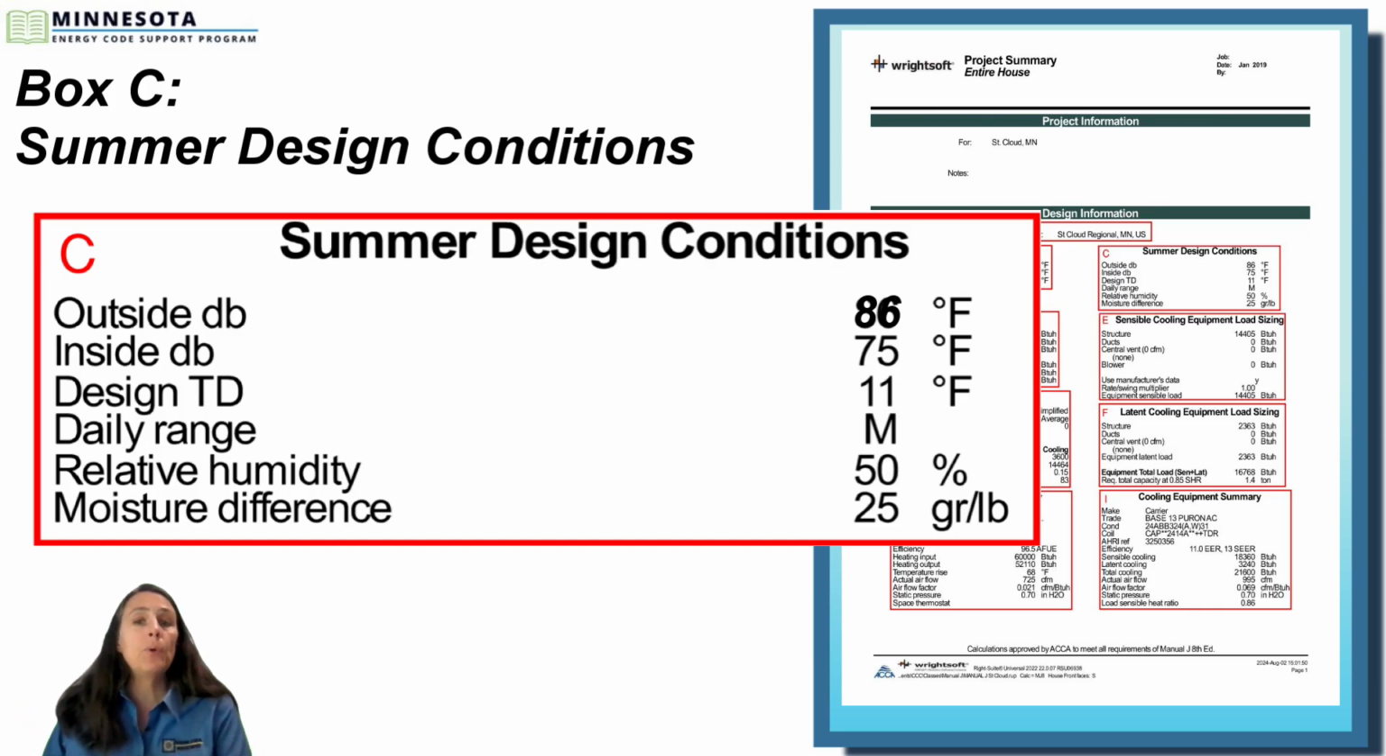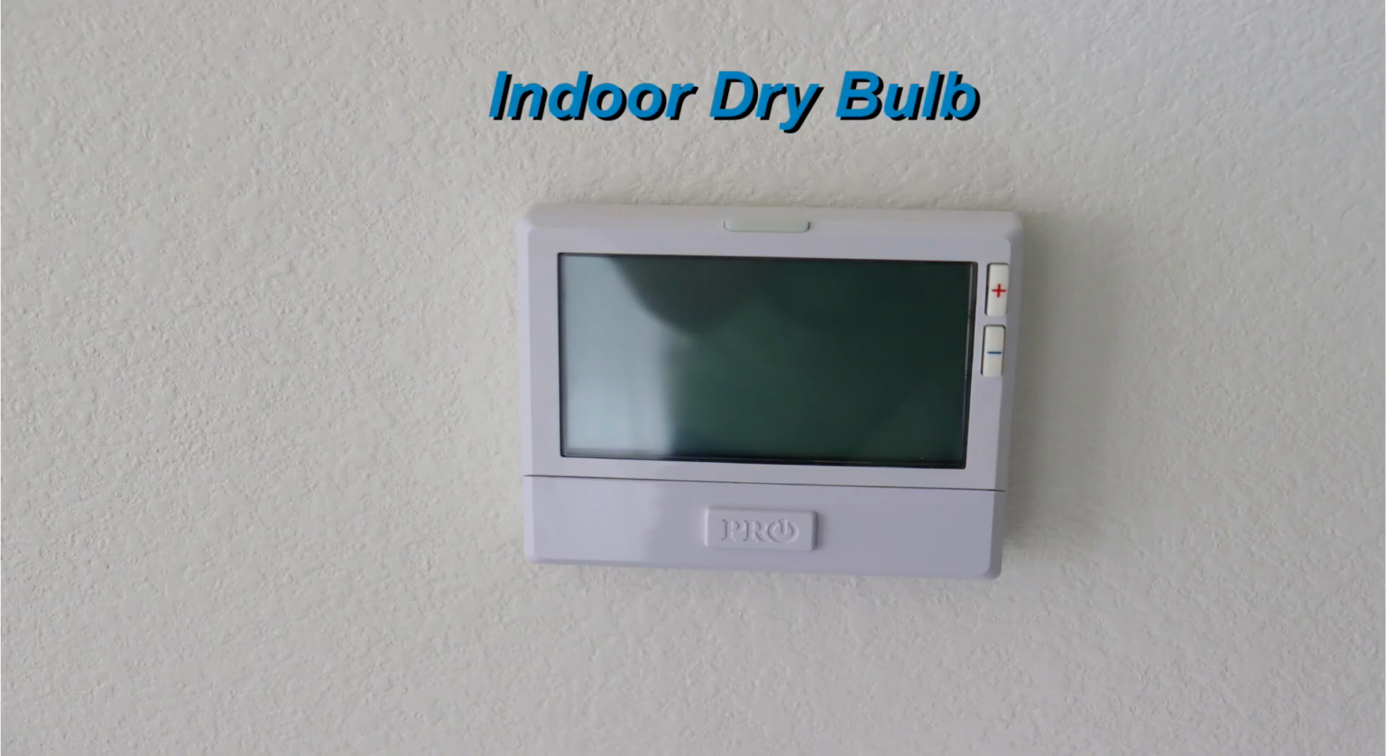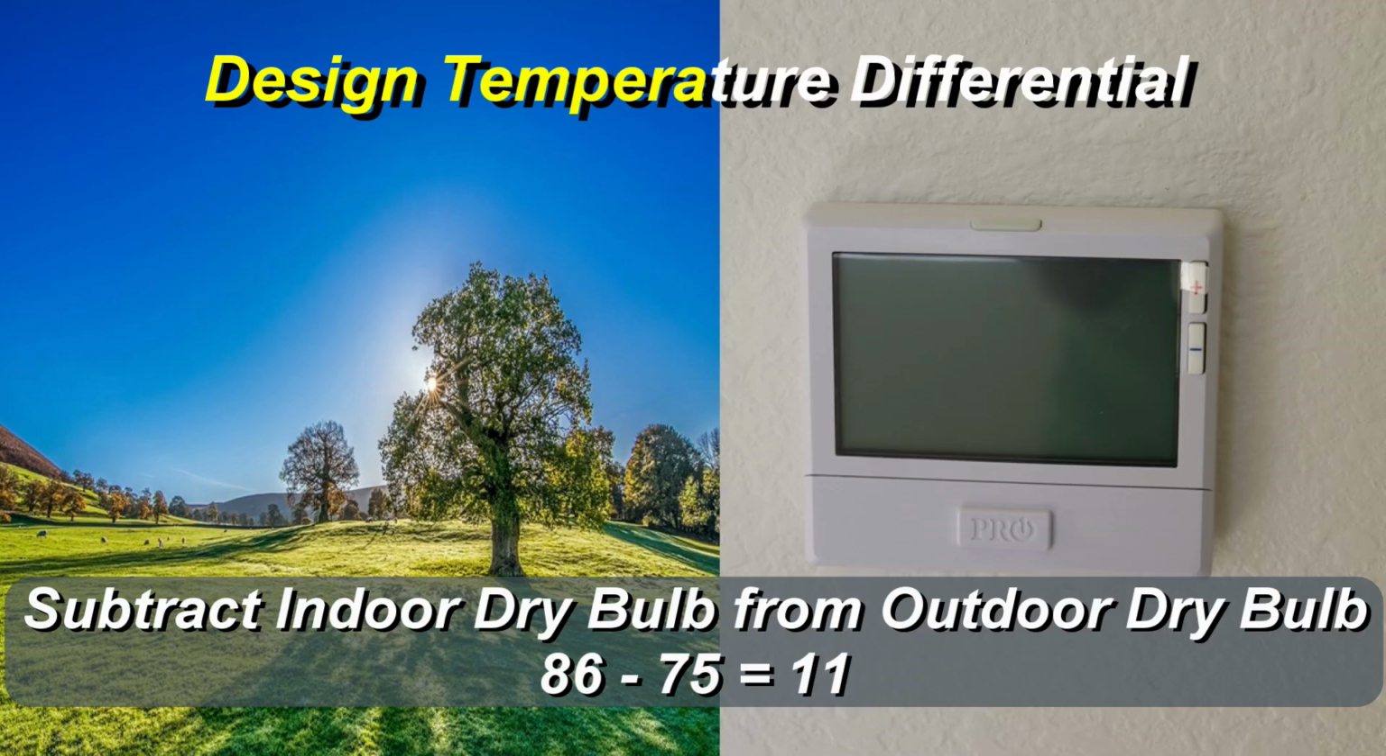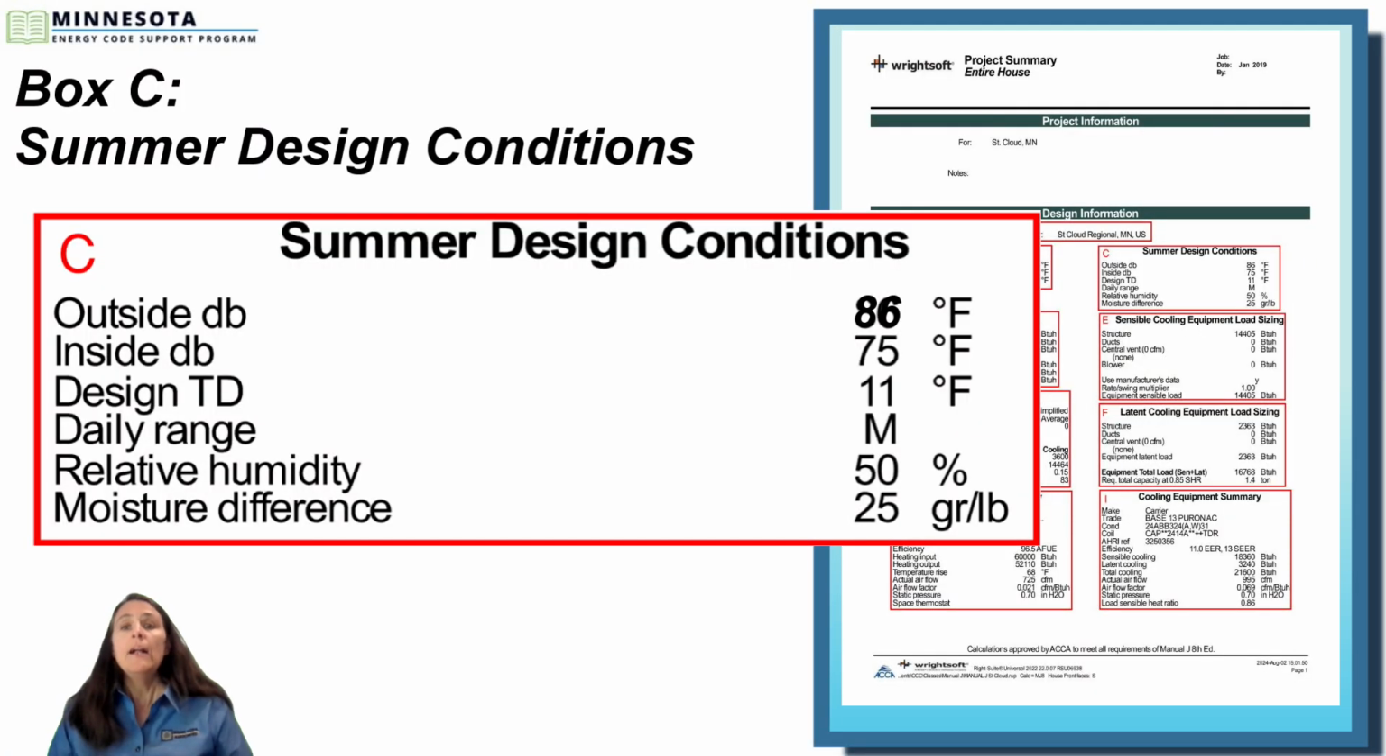And you will notice that it's been bolded, and that's because the designer had to go into the software to change the design temperatures to what has been established by the jurisdiction, and it wasn't listed in the software. The second row is the inside dry bulb. Now, this is set to 75 degrees as suggested by ACCA designs. The third row is the design temperature differential, the difference between the outside dry bulb of 86 degrees and the indoor temperature of 75 degrees, which equates to 11 degrees. That is what this line is trying to demonstrate here.